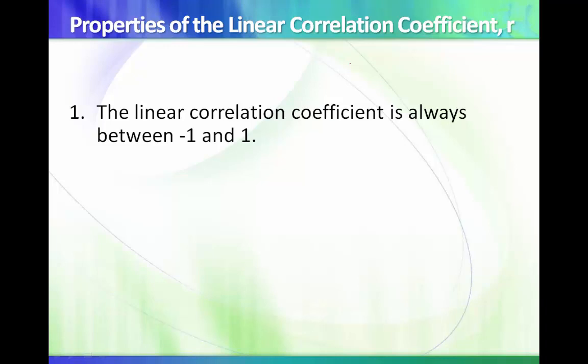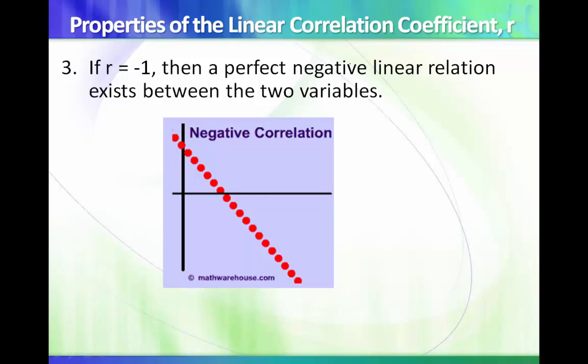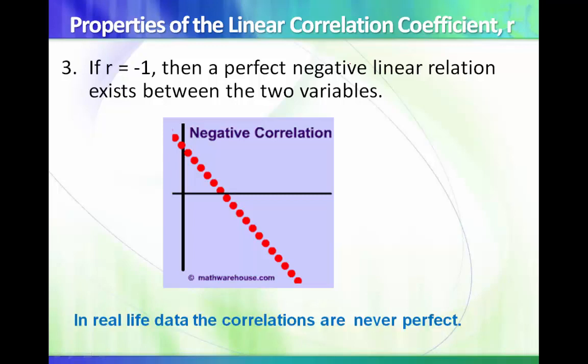First, the linear correlation coefficient is always a number between -1 and +1. If R is +1, then a perfect positive linear relationship exists between the two variables. If R is -1, then a perfect negative linear relationship exists between the two variables. In real life data, the correlations are never perfect.